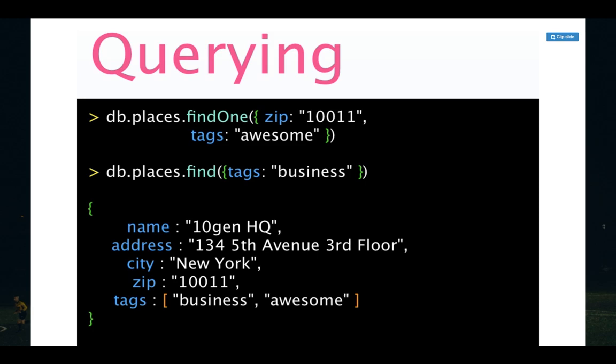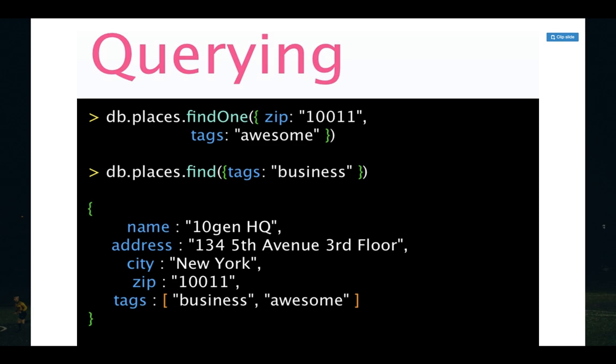Now we can query it and get it back using the zip or tags. So the query will be: collection name is places here, dot findOne. We use findOne when we want to get only one document or record back from the DB. At that time, we are using this function. Inside findOne, we will pass our query.